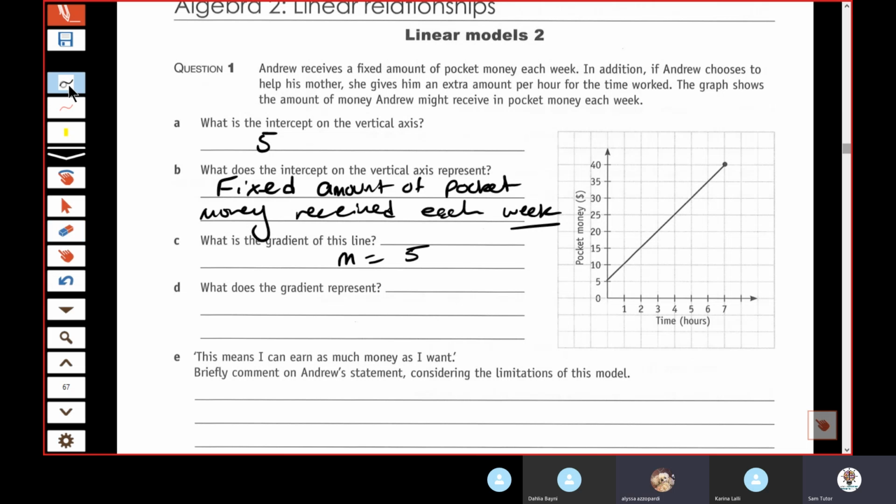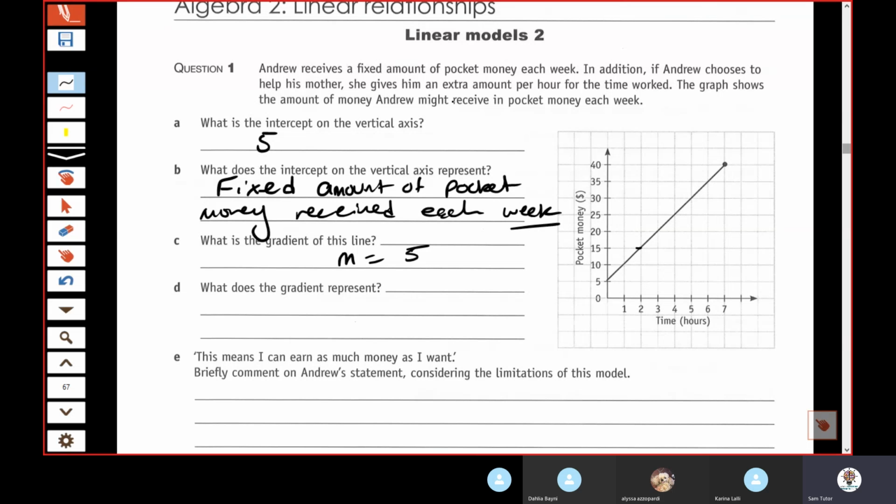Watch. He worked nothing, he got $5. He works 1 hour, he gets $10. He works 2 hours, he made $15. He works 3 hours, he made $20. 4, he made 25. What's that going up by? Going up by 5, right? So what does the gradient represent?